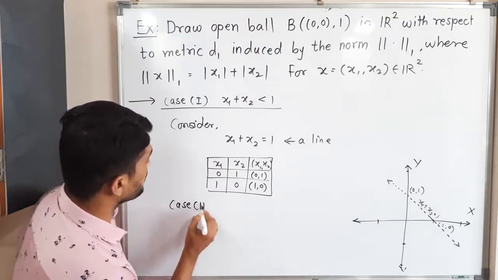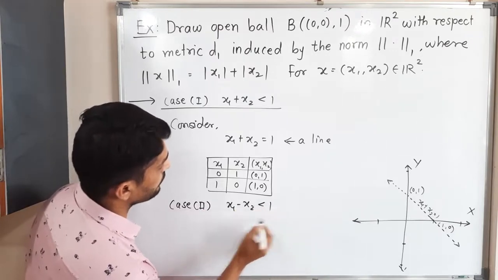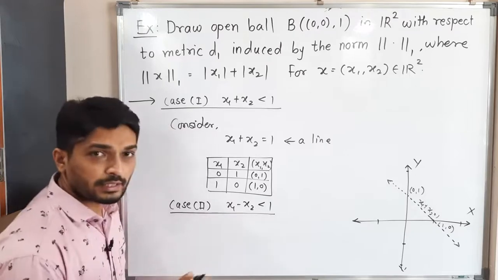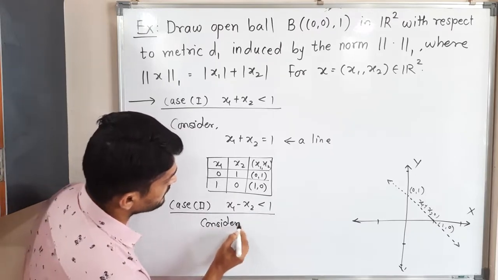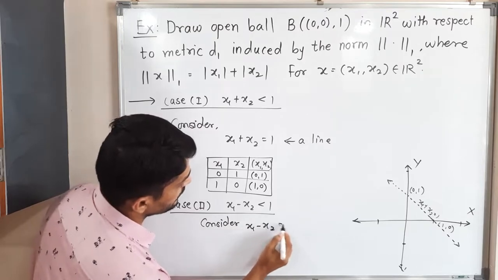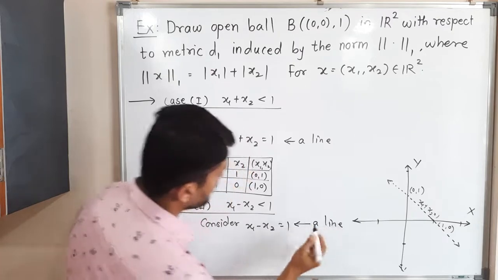Case number 2. I think it was x1 minus x2 less than 1. That was the second case. So again I will consider equality here. Let us do it fast. Consider x1 minus x2 is equal to 1. This is a line again, since the power of both of them is the same.